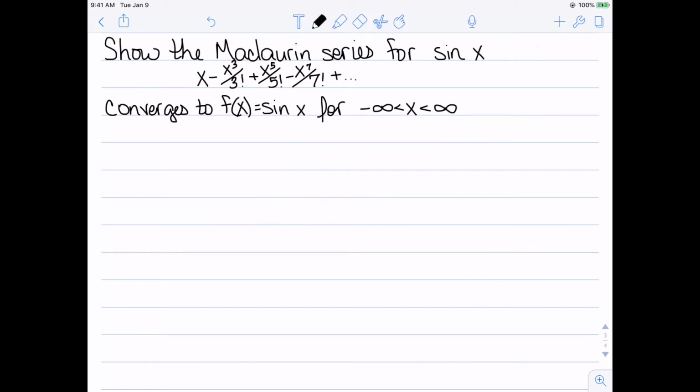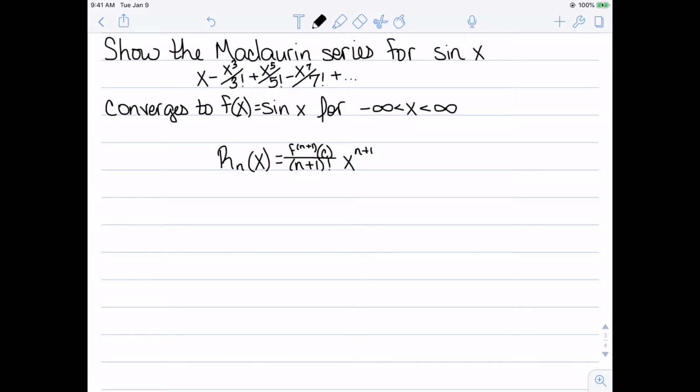And I want to show the Maclaurin series for sine of x, which is given by x minus x cubed over 3 factorial plus x to the 5th over 5 factorial minus x to the 7th over 7 factorial, etc., converges to f(x) equal to sine of x for everything between negative infinity and infinity. So once again, we need to show that this remainder has a limit of 0. Just a reminder, that means the (n+1)th derivative of f evaluated at c over (n+1) factorial times x to the n+1, where c is some number between 0 and x.